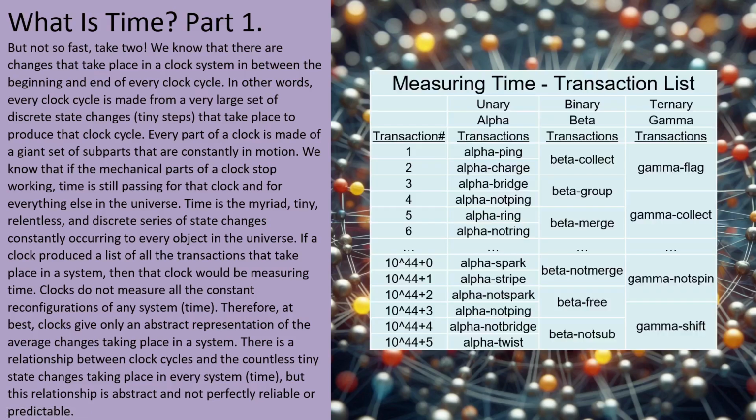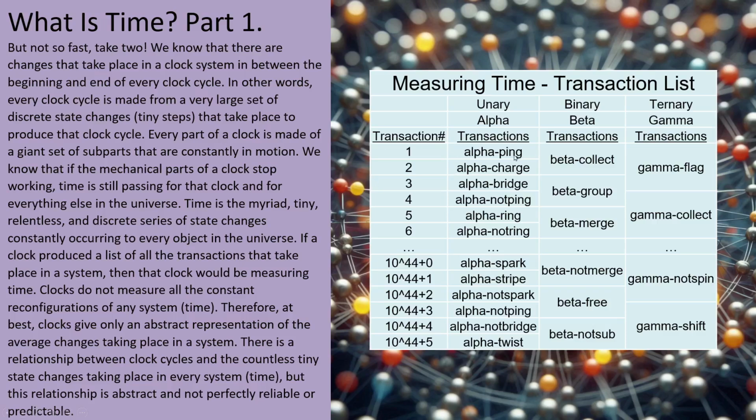If a clock produced a list of all the transactions that take place in a system, then that clock would be measuring time. Clocks do not measure all the constant reconfigurations of any system. Therefore, at best, clocks give only an abstract representation of the average changes taking place in a system. There is a relationship between clock cycles and the countless tiny state changes taking place in every system, but this relationship is abstract and not perfectly reliable or predictable.